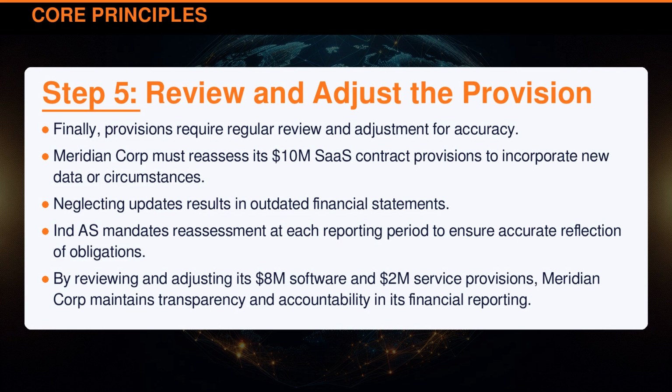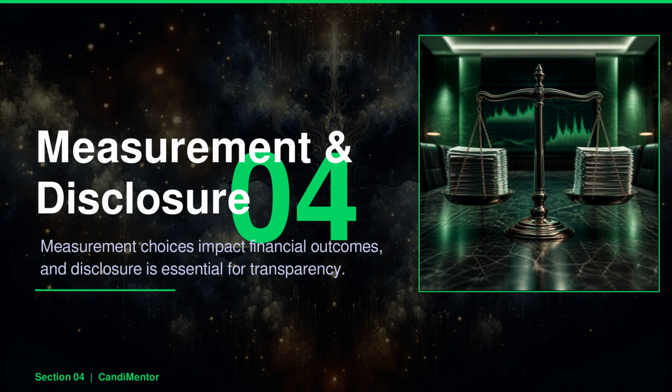The measurement method you choose directly impacts your balance sheet. A wrong choice can overstate assets by millions, but it's not just about numbers. Disclosures can shape investor confidence by revealing the assumptions behind those figures. Indian Accounting Standard 37 ensures provisions and contingencies are not just numbers, but informed, transparent decisions.